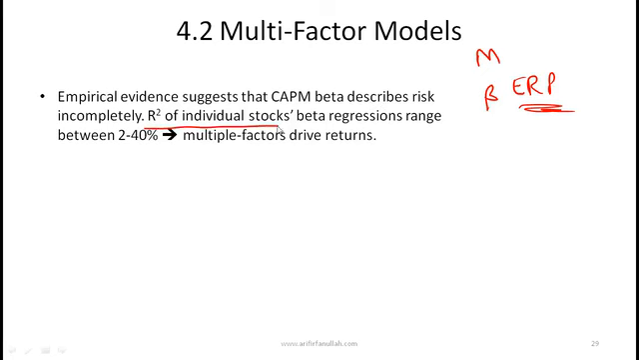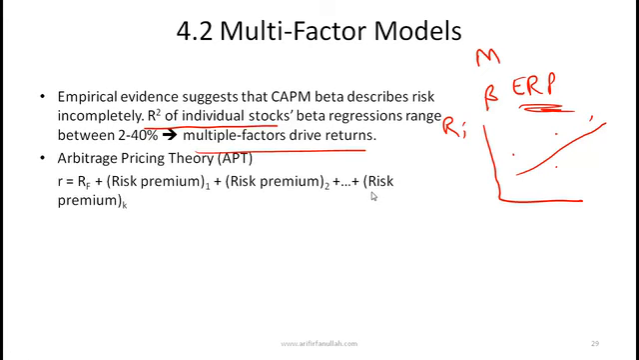The R squared of individual stocks, remember vaguely, I guess from quant, R squared is a measure of how well your regression line fits the data. So if the R squared is somewhere between 2 and 40%, that means that there must be some other factors that explain the return on a stock. So there might be other factors which drive returns.